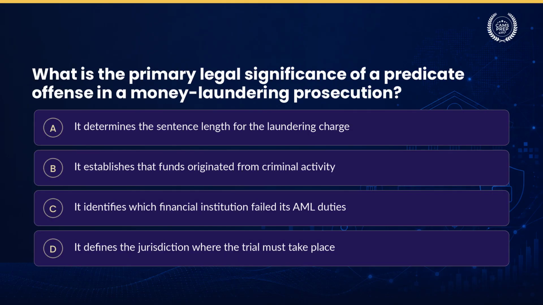Let's test your knowledge. Here is the first question. What is the primary legal significance of a predicate offense in a money laundering prosecution? Is it A. It determines the sentence length for the laundering charge. B. It establishes that funds originated from criminal activity. C. It identifies which financial institution failed its AML duties. Or D. It defines the jurisdiction where the trial must take place. Pause and consider your answer.